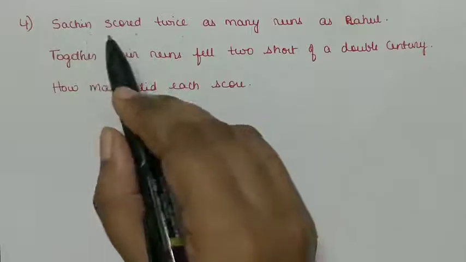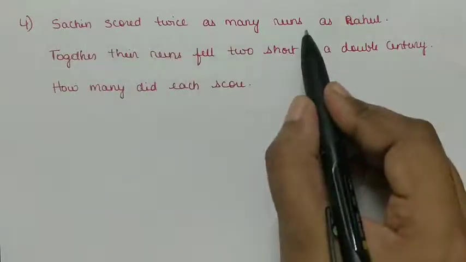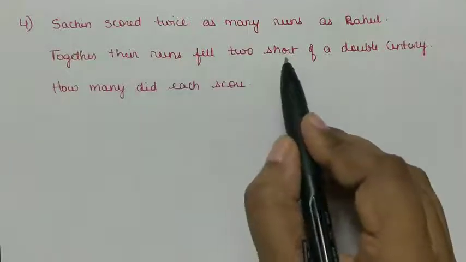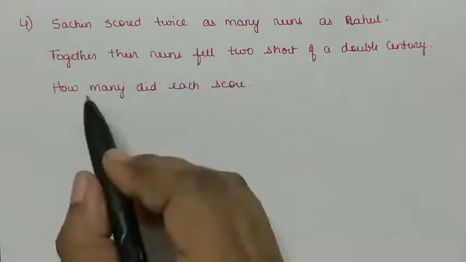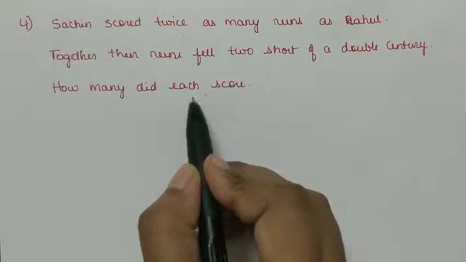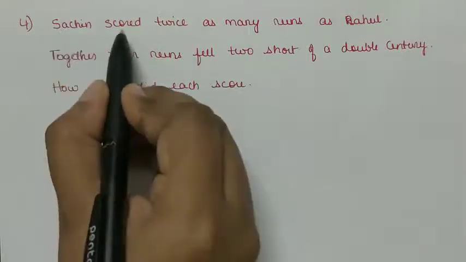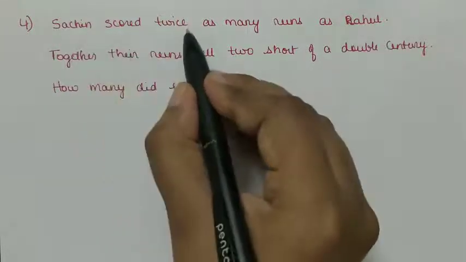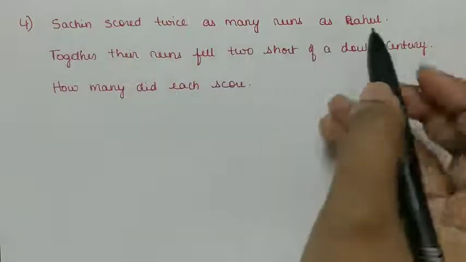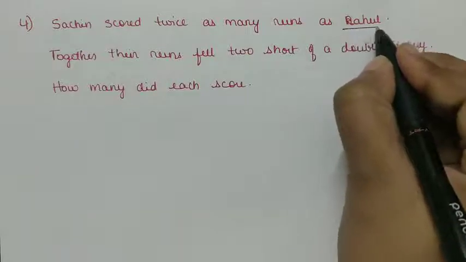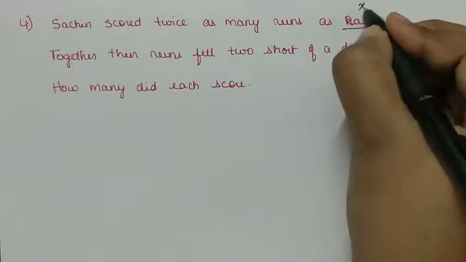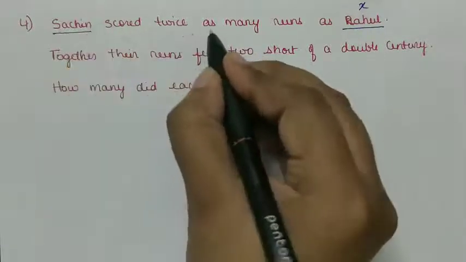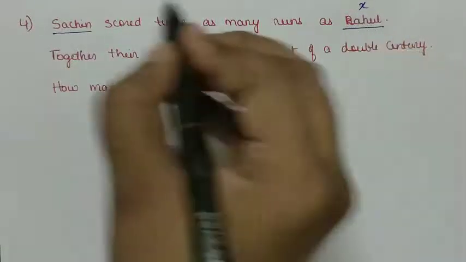Fourth one, Sachin scored twice as many runs as Rahul. Together, the runs fell 2 short of a double century. How many did each score? That means we have to find Sachin's score and Rahul's score. Sachin scored twice as many runs as Rahul. So let the runs scored by Rahul be x. Then Sachin's score will be twice Rahul's score. That means 2x.